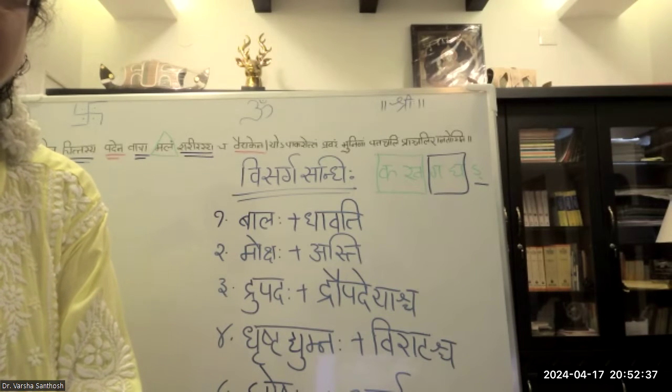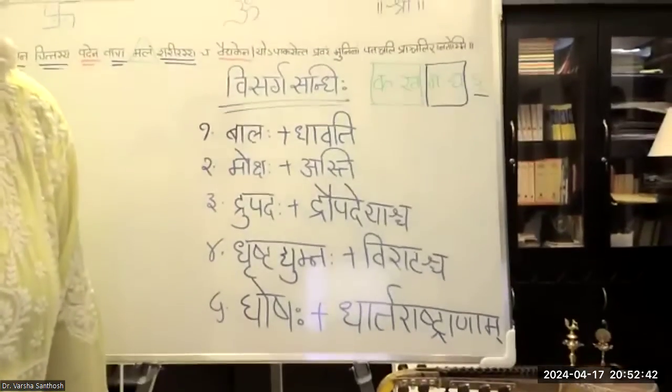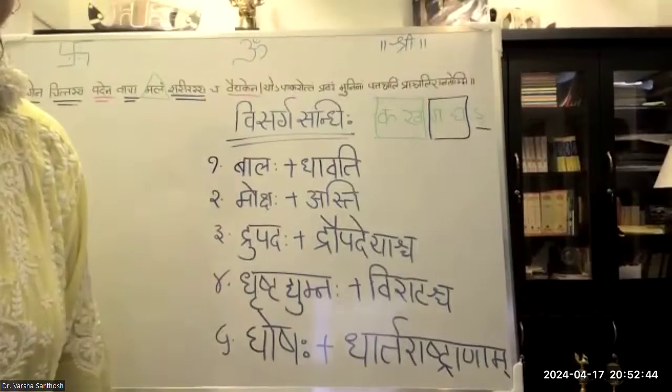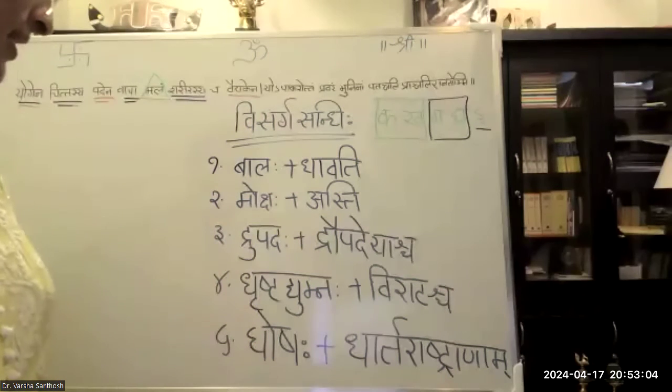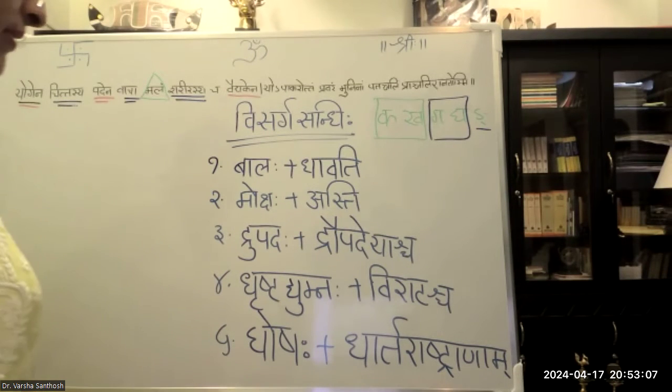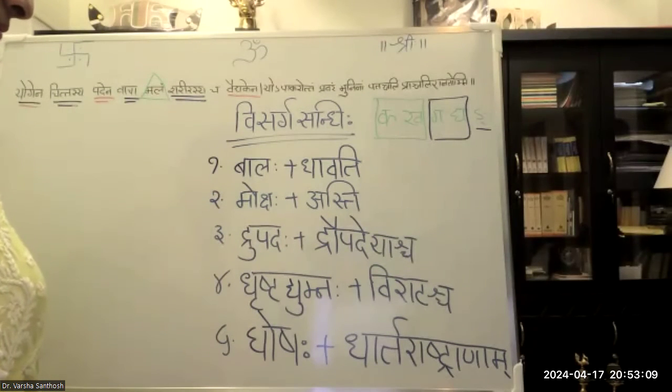The fifth one I want to see. I can't see the fifth one. Oh, sorry. Thank you. Ghoshaha. Anybody remembering the verse number 5? Saghosho dharta rashtranam. Correct. Hridayani vyadarayat. Nabhashcha prithivim chaiva. Correct.